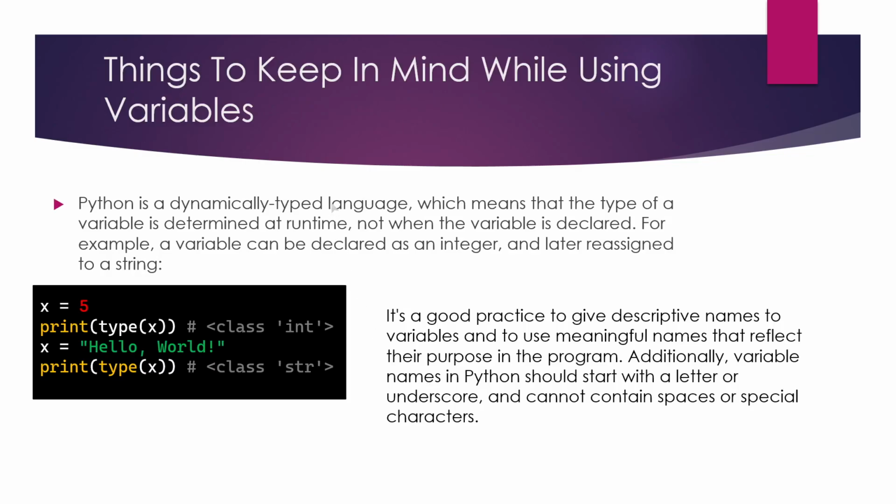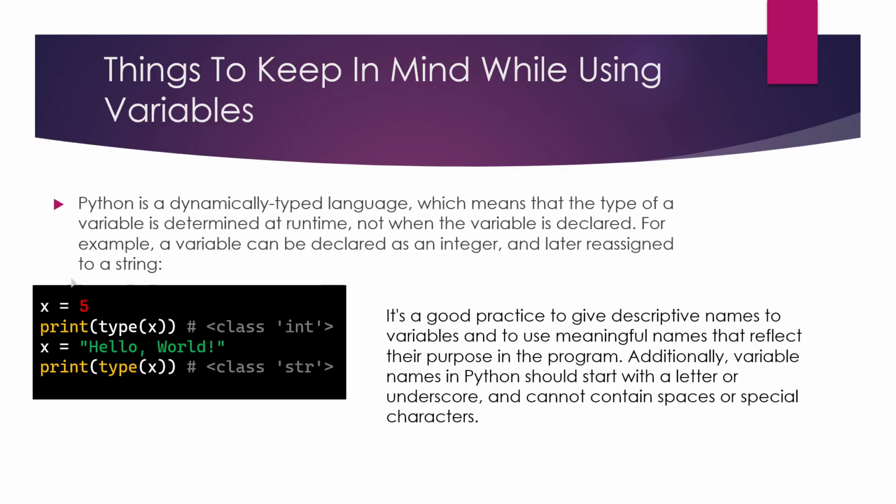So these are some things to keep in mind while using variables. It's a good practice to give descriptive names to variables and to use meaningful names that reflect their purpose in the program. Also, variable names in Python should start with a letter or underscore and cannot contain spaces or special characters.